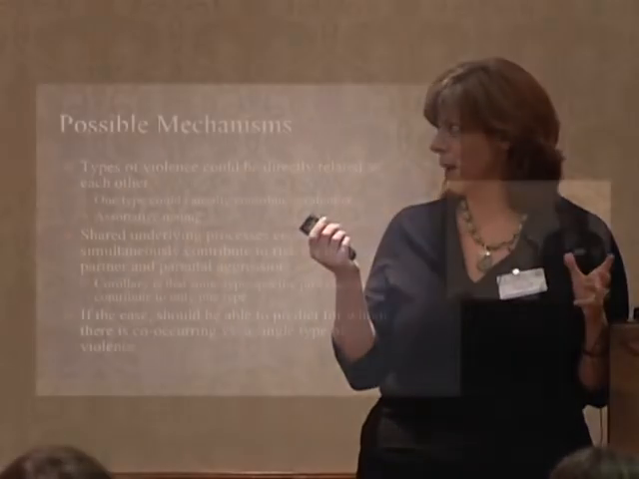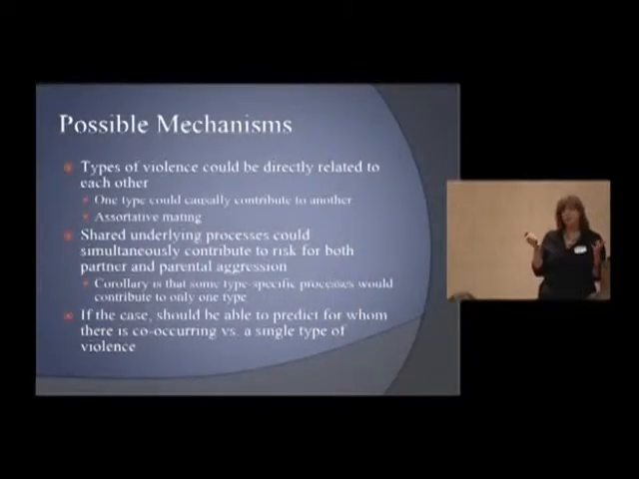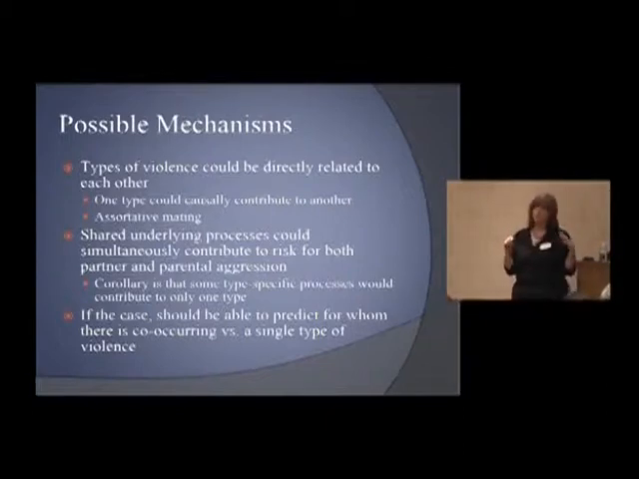If you look at the co-occurrence literature, or at the parent-to-child aggression and the partner aggression literatures, there are some obvious things that jump out and say, okay, that might be why they're connected. There's a reasonable amount of discussion in the partner violence literature that types of violence could be directly related to each other. The scenario that's most typically offered in the literature is that the husband is aggressive to the wife, and either because of the strain of that or because she's afraid that the children will incur her husband's wrath, she is aggressive to the children.